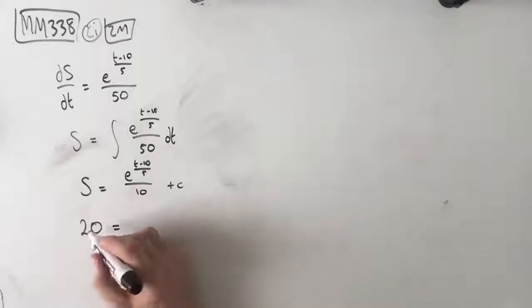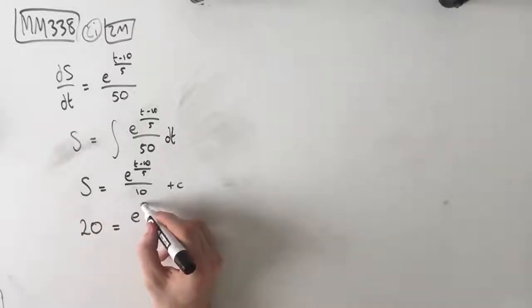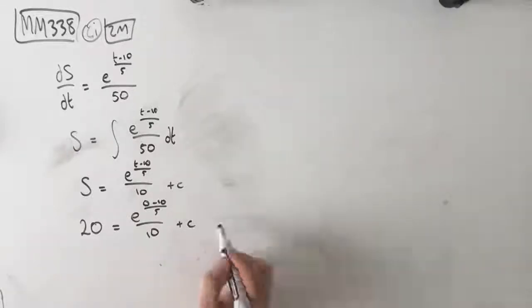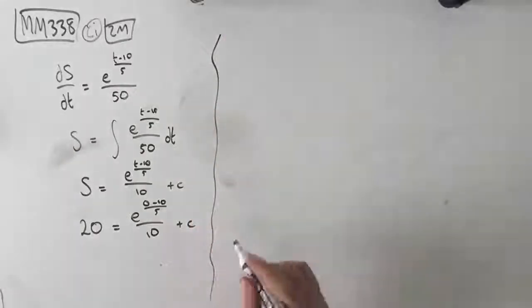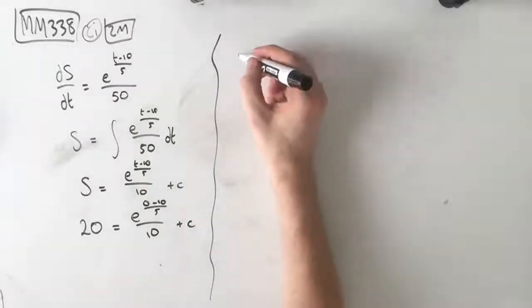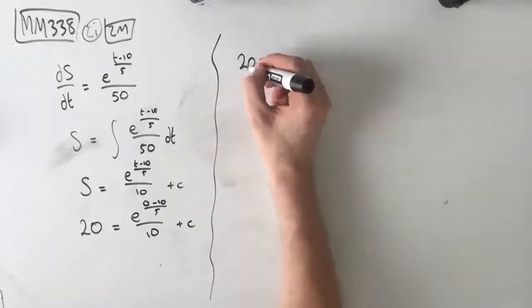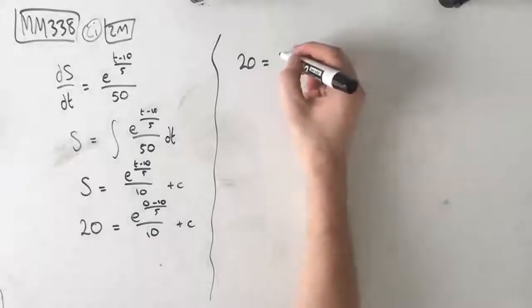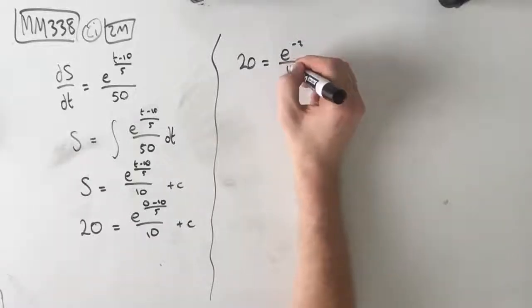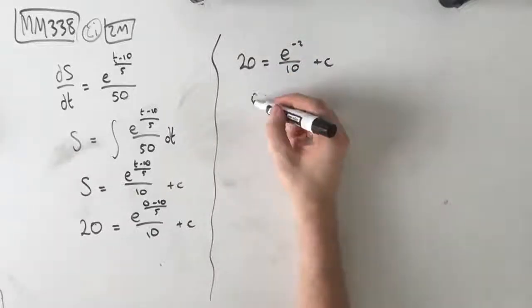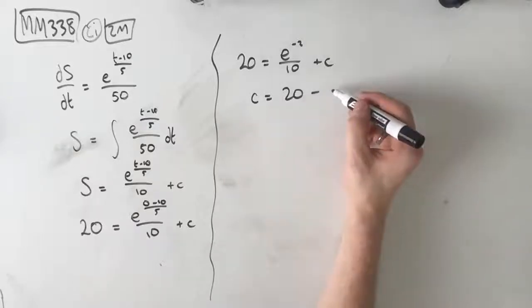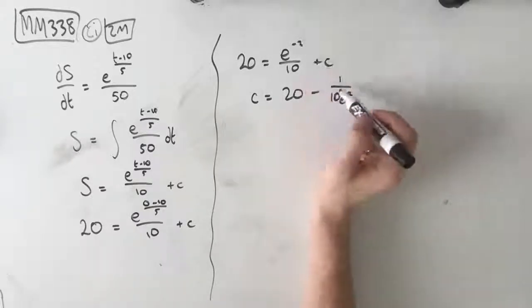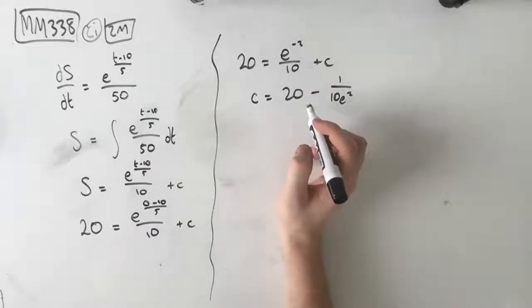So he starts with 20,000, which means at t equals 0, he has 20,000, plus c there. Then we can just rearrange this, and what happens is we get 20 equals e to the power of -2 over 10 plus c. So therefore c equals 20 minus 1 over 10e squared. So I've just made that positive and made it on the bottom.